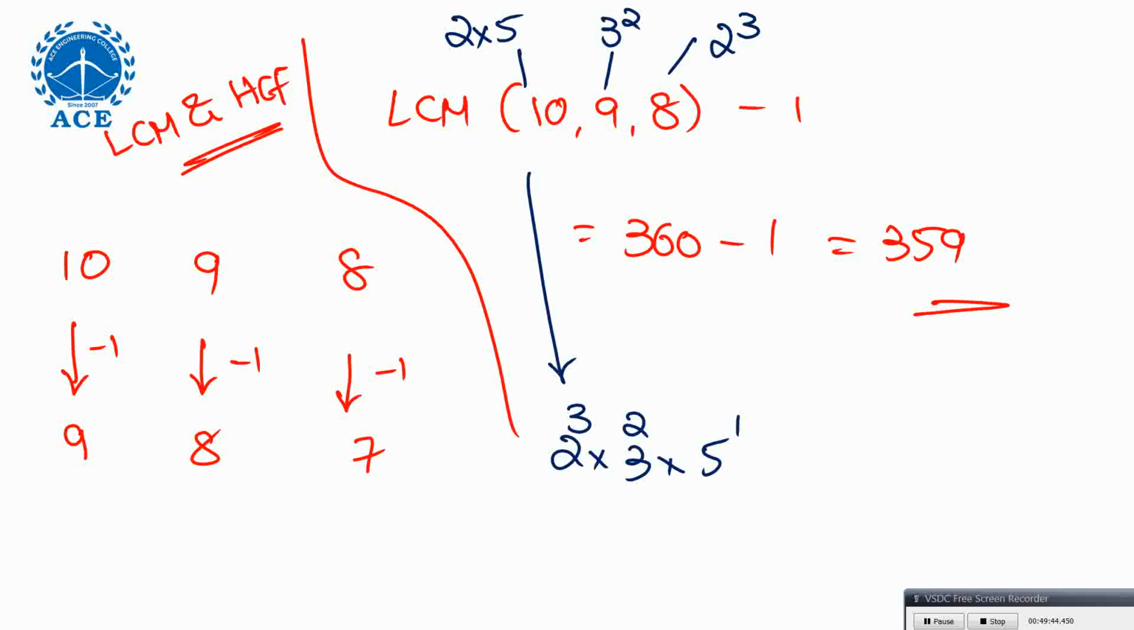Sir, you missed one more 2. Please understand what I said. For 2, take the highest power, don't take the other one. When I take 2 cube, I should not take 2 power 1. Take the highest power of each one. Write all prime numbers as 2, 3, 5. 2's highest power is 3. 3's highest power is 2. 5's highest power is 1.